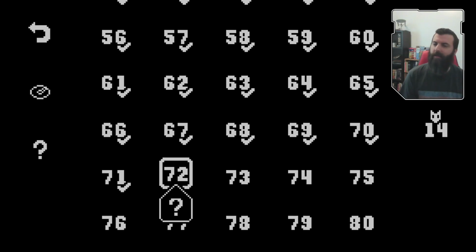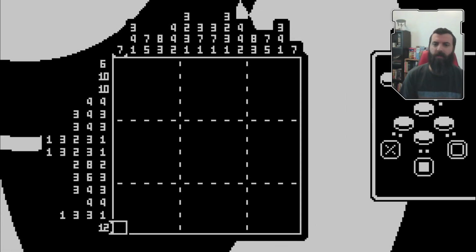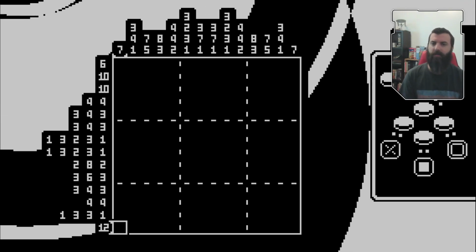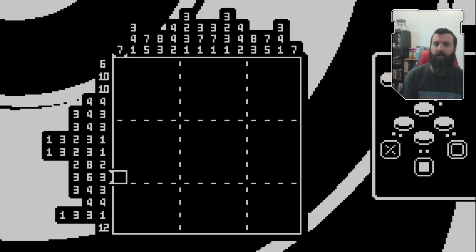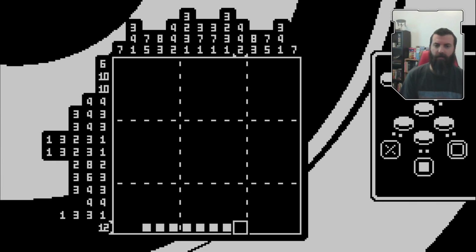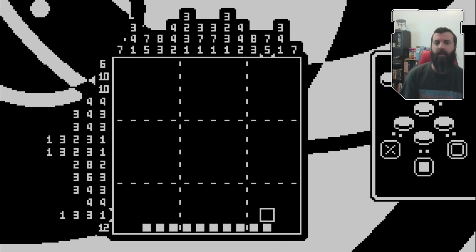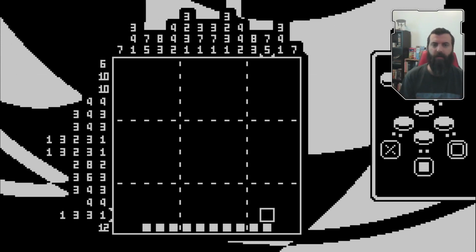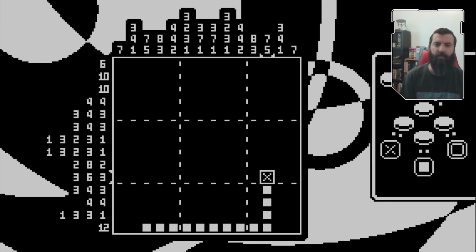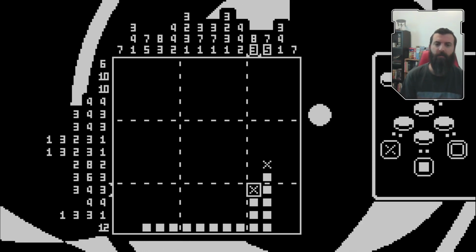On to nonogram 72. Nonogram 72 is a big ol' 14 wide and 14 tall. Let's start here at the bottom. We've got a row of 12 between 2 pixels. That's gonna let us fill upwards like we've been doing. So vertically 5. Vertically 3.